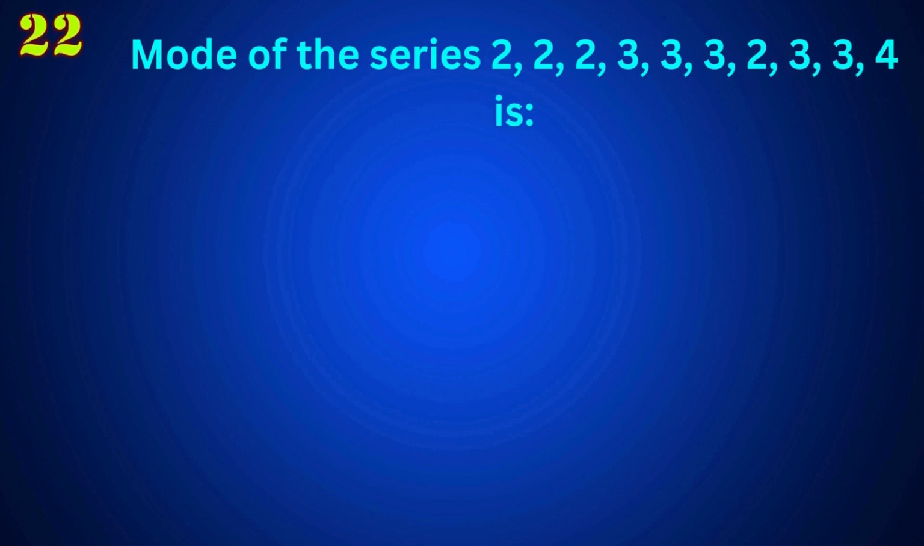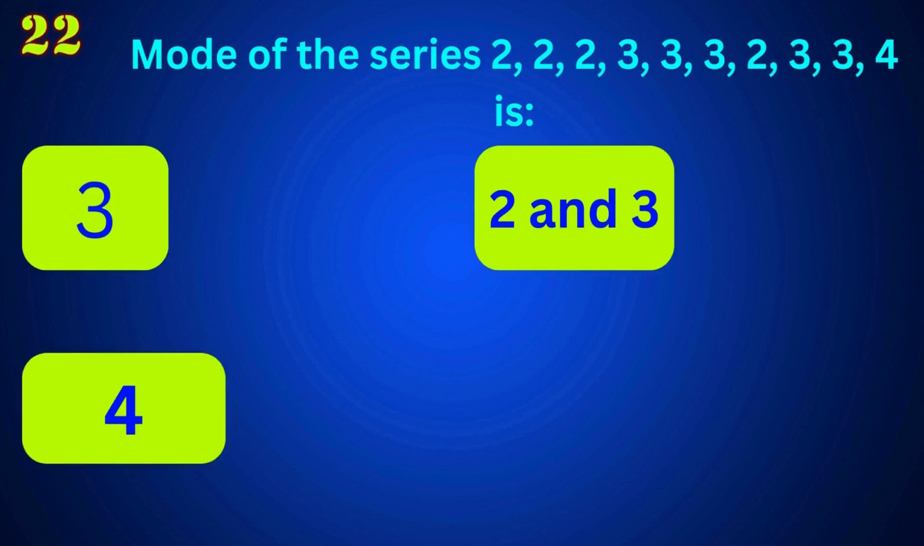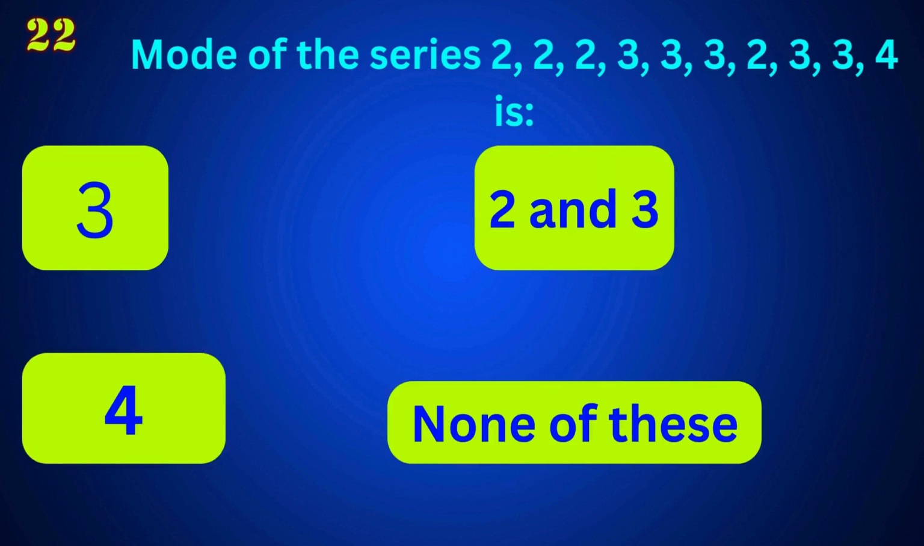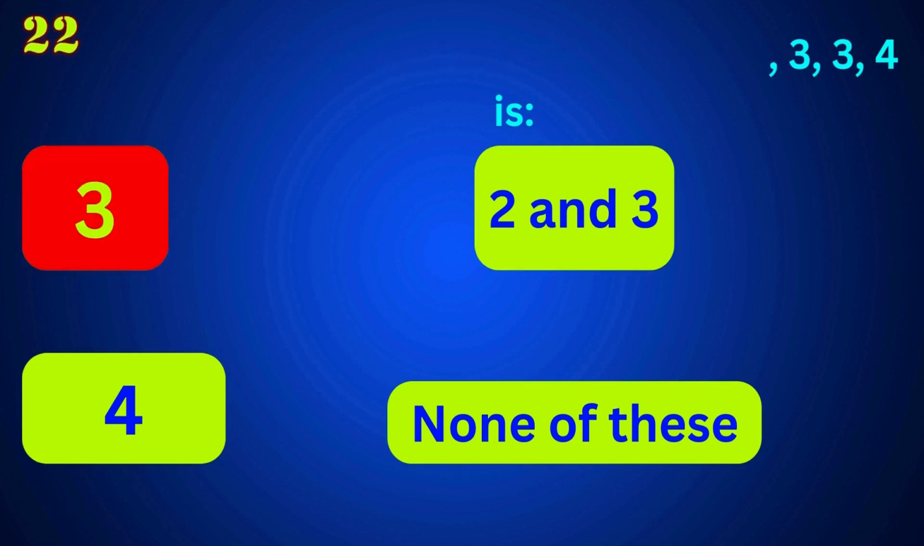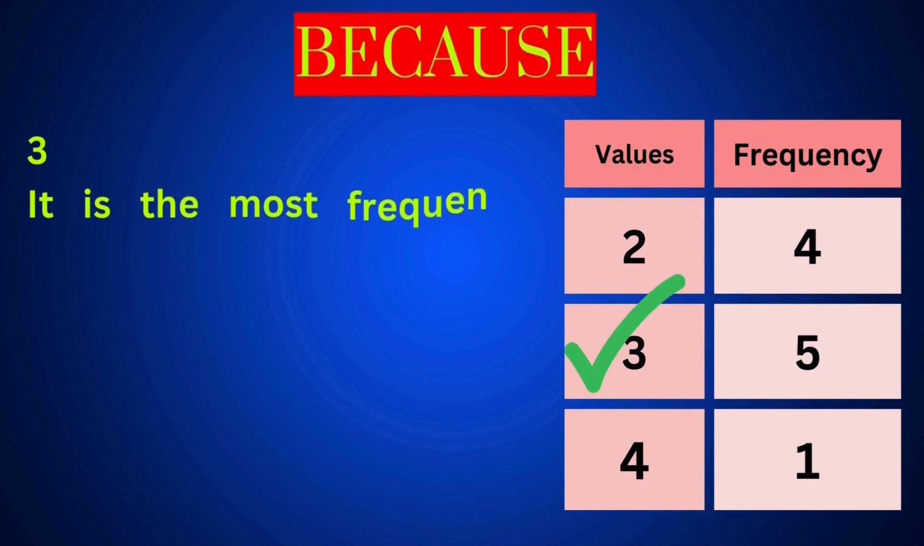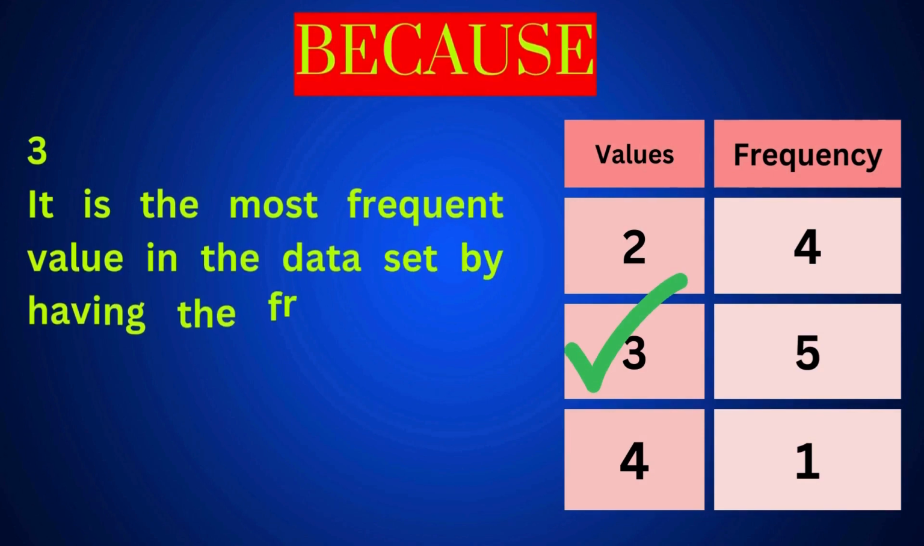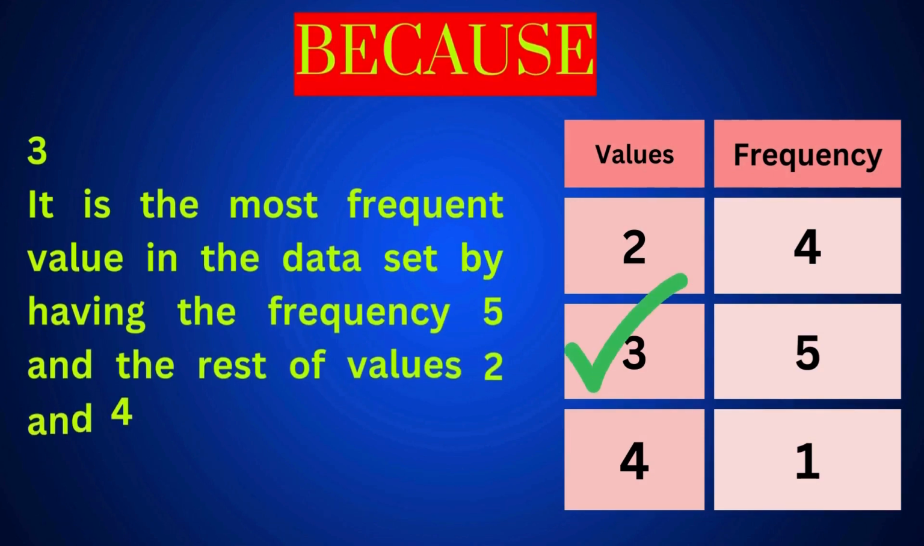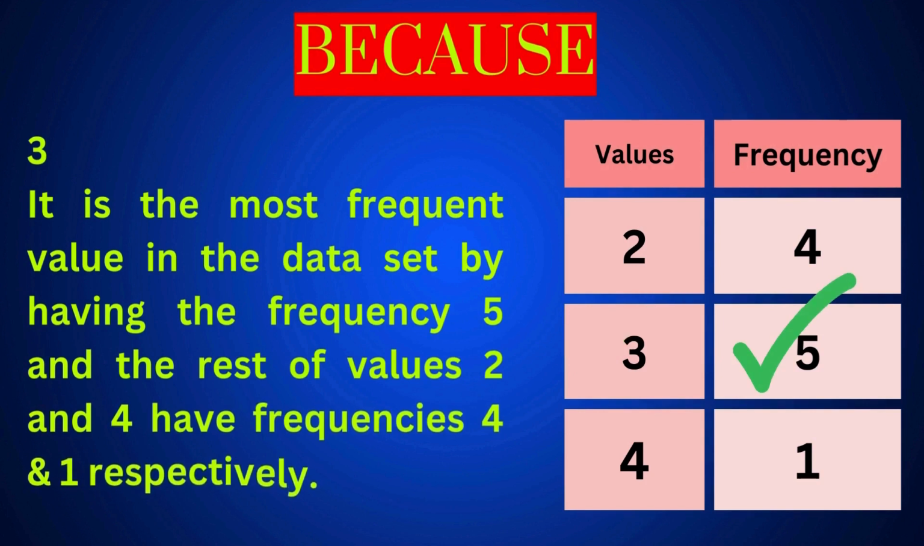Mode of the series 2, 2, 2, 3, 3, 3, 2, 3, 3, 4 is. Options are 3, 2 and 3, 4, none of these. Right option is 3, because it is the most frequent value in the data set by having the frequency 5 and the rest of values 2 and 4 have frequencies 4 and 1 respectively.